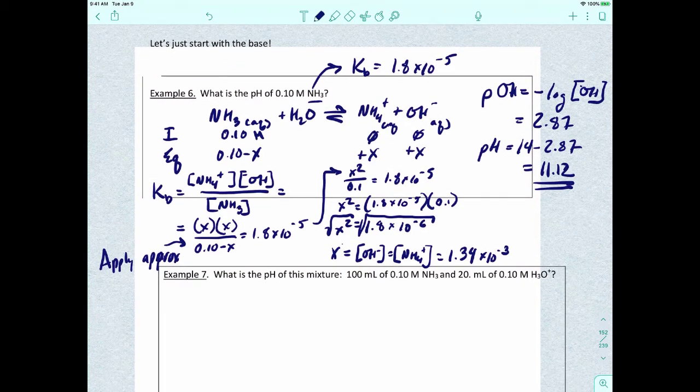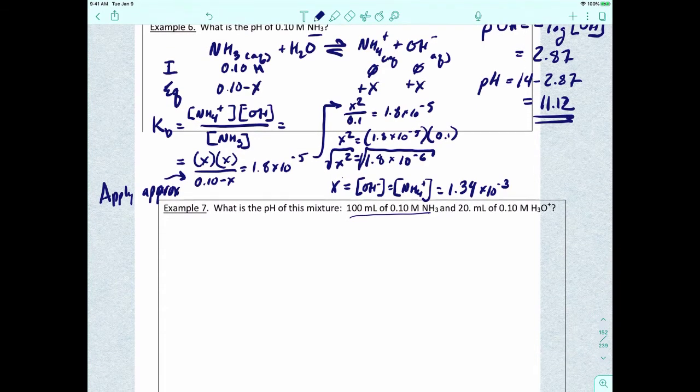And so here's our next problem. Let's start adding some acid. So we've got 100 milliliters of 0.1 molar NH3, and then we've got 20 milliliters of 0.1 molar H3O plus. Doesn't matter what the acid is, we know it's a strong acid. All right, so we're going to set this up using the 4-line method. That means that NH3 and the H3O plus are going to be on the left-hand side, and this forms an equilibrium with water and ammonium ion, NH4 plus, on the right-hand side.